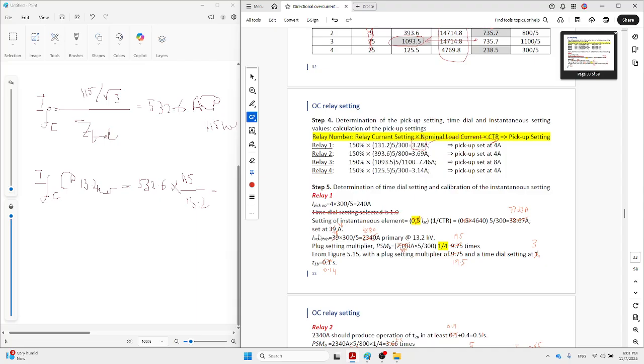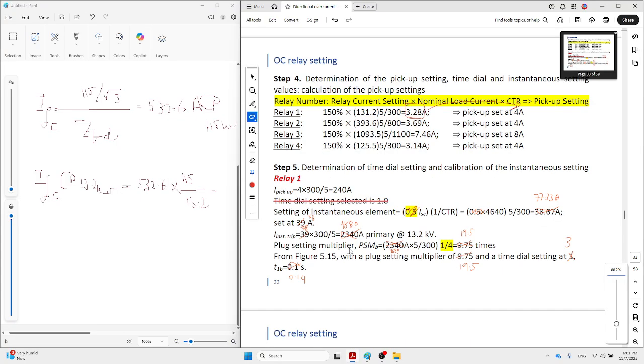My suggestion is to implement these changes in your notes. The time dial setting is no need to be there, just cancel it, delete it. For the setting of the instantaneous element, since relay number one is the first and closest to the load, the instantaneous element must operate very fast. You can consider 0.5, which is correct, and it's going to increase the sensitivity.